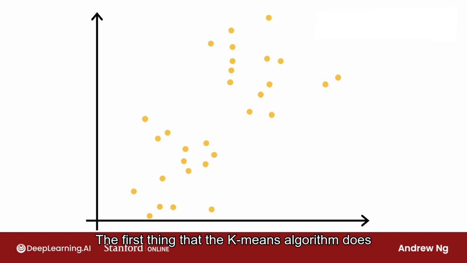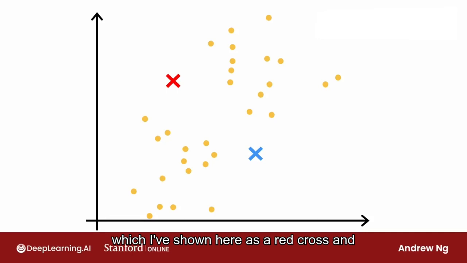The first thing that the K-means algorithm does is take a random guess at where might be the centers of the two clusters that you might ask it to find. In this example, I'm going to ask it to try to find two clusters. Later in this week, we'll talk about how you might decide how many clusters to find. But the very first step is it will randomly pick 2 points, which I've shown here as a red cross and a blue cross, at where might be the centers of two different clusters. This is just a random initial guess, and they're not particularly good guesses, but it's a start.